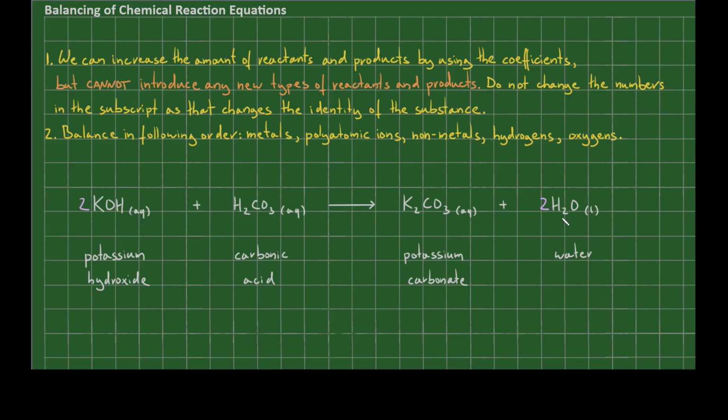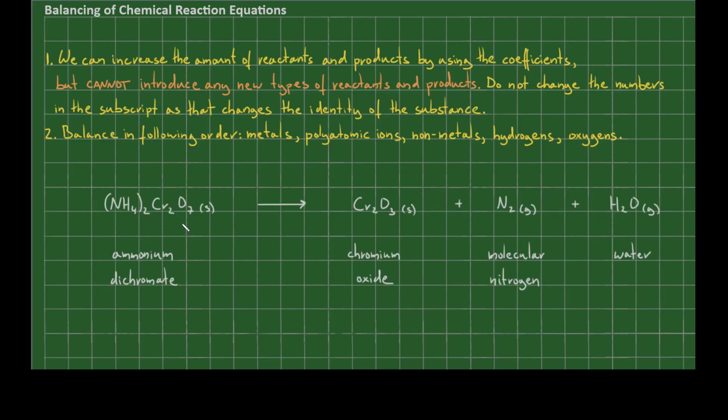What about the oxygens? Yes, I have oxygens within the carbonate, but I have already dealt with those. I have 2 oxygens coming from the 2 water molecules on the product side, and 2 oxygens coming from the 2 potassium hydroxide on the reactant side. So everything is balanced. Let's move on.